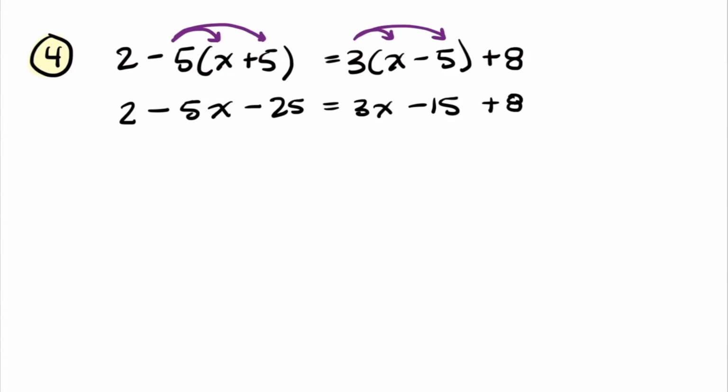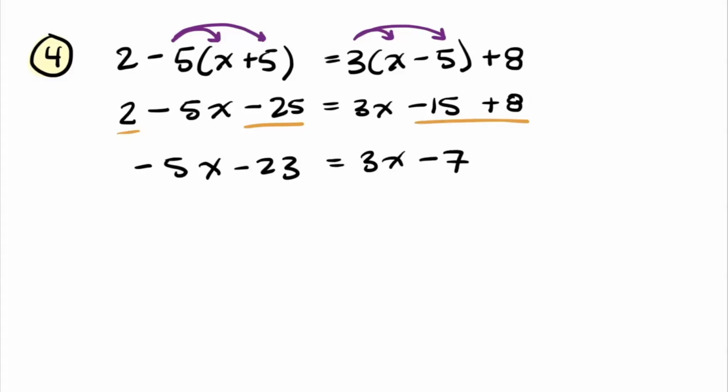Right, now we can combine some things together on the left and on the right. We have 2 minus 25, which is negative 23. And then we still have negative 5x. Then on the right side, we can also combine the constants together. Negative 15 plus 8 is negative 7.